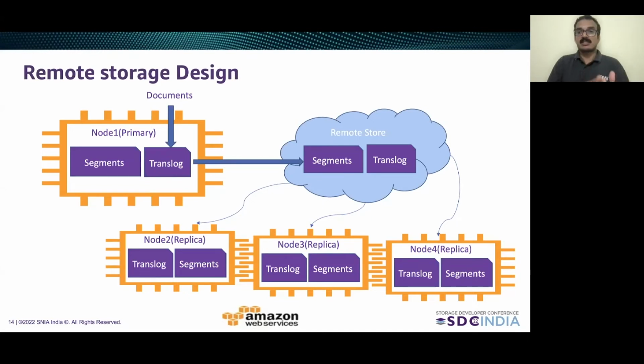translog and segments both get uploaded to a remote store rather than uploading to a peer node which had replicas in the previous case. What it means is the replica nodes here, node 2, node 3, and node 4 in the picture, can download the segments from the remote store rather than creating their own indexes. So you can also see the translogs in node 2, node 3, and node 4.